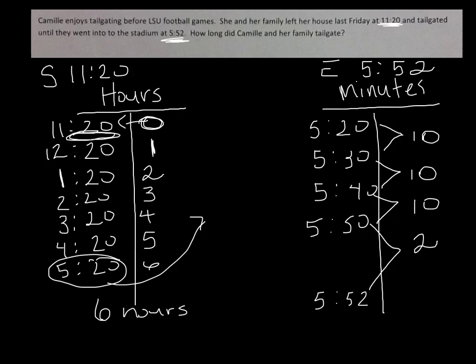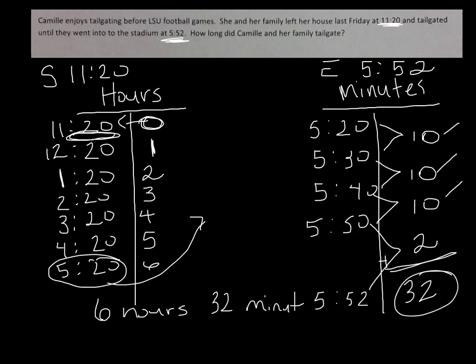Now, this chart's a little different from the one over hours. On the one over hours, we counted up, we added as we were going. At the minutes, we didn't. We just recorded how many minutes passed, and now we have to add them all up. So we have 10, 20, 30 plus 2, 32. So we know that the elapsed time, or the time that Camille was tailgating, was 6 hours and 32 minutes, which is quite a long time. And that is how we found elapsed time using a T-chart.